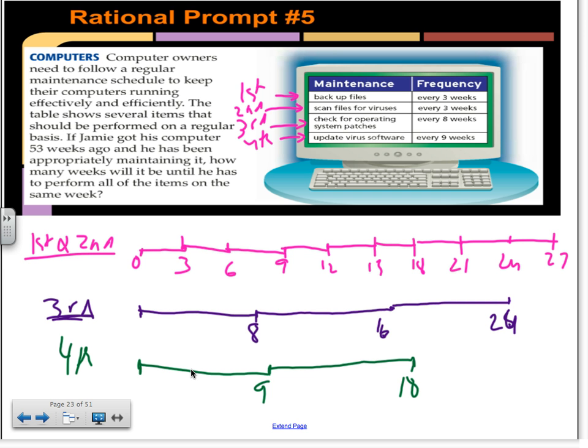Is it 14? No, I don't think so. When will it hit 72? 27? 72 and 3, what is that? 24. Right? So yes, you're right. The common, at least common multiple here, in this case, is 72 weeks after, for him to have to perform all 4 tasks at the same time.